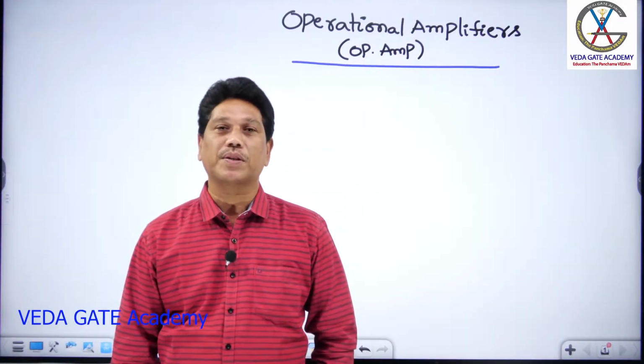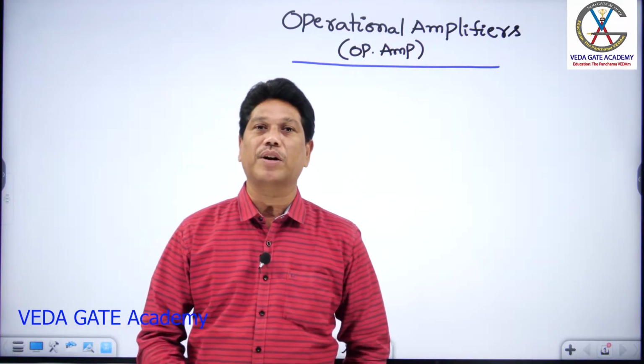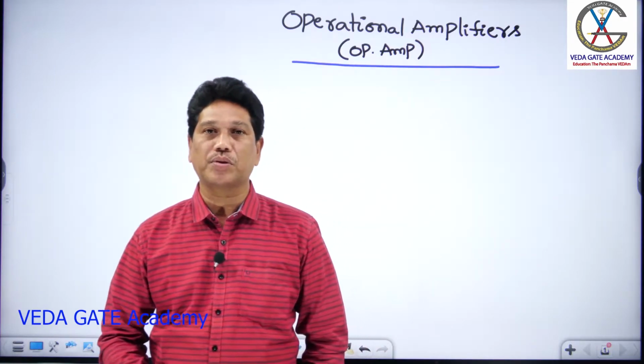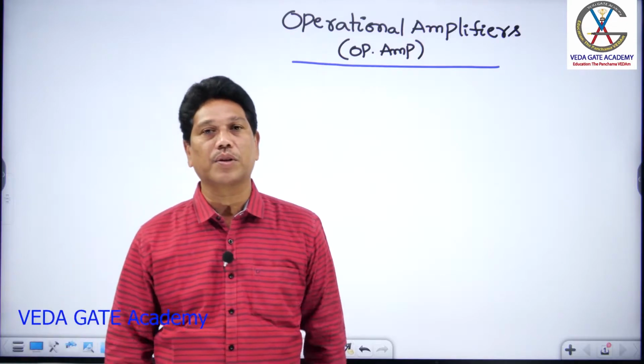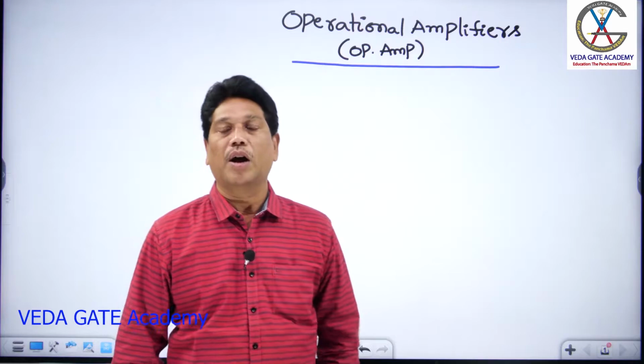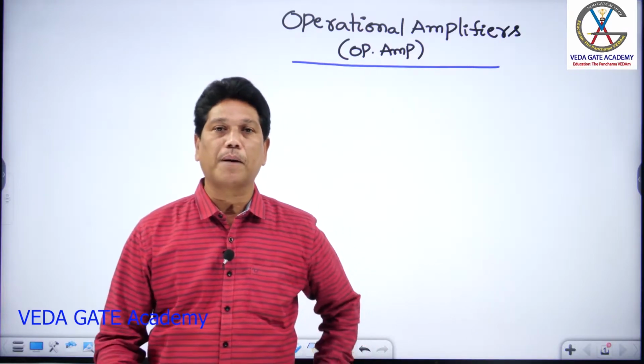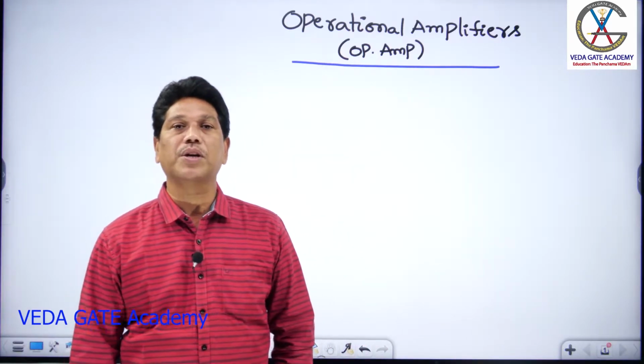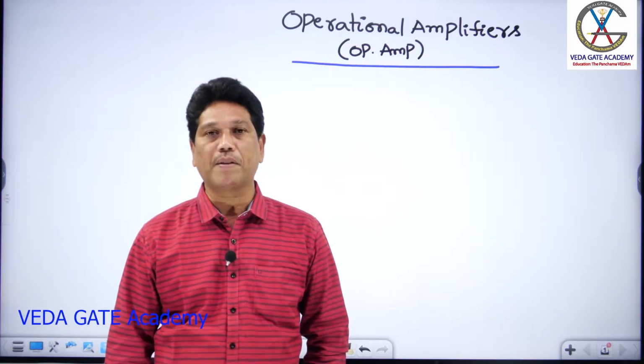Now we discuss something about operational amplifier, which is a part in the analog circuits. In the analog circuits, this operational amplifier has a good weightage in the GATE exam. Operational amplifier is simply called an op amp. It is the first integrated chip element that can be used as an amplifier.